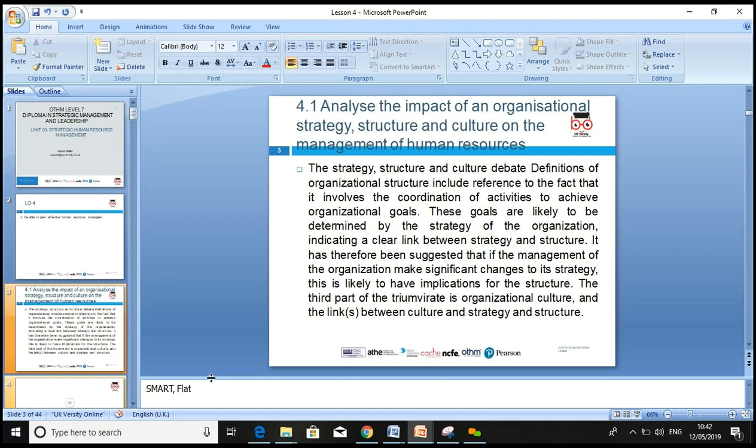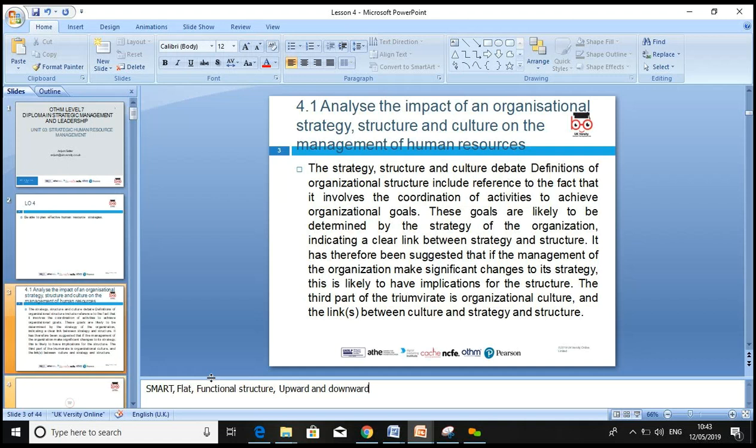Structure can be flat, structure can be a functional structure in our organization, and upward and downward of course in a structure.